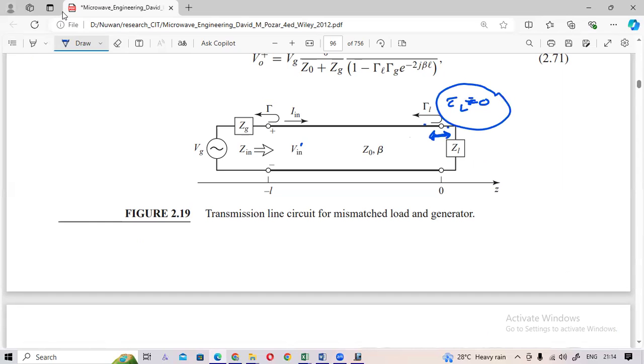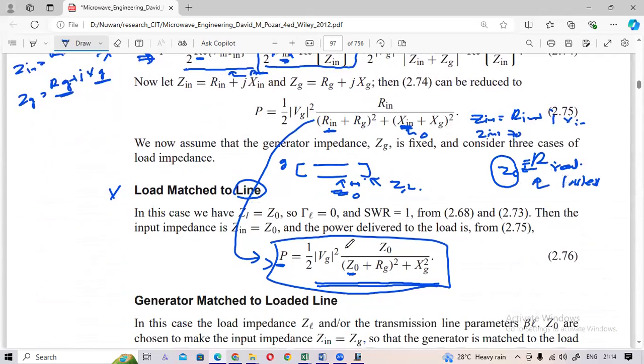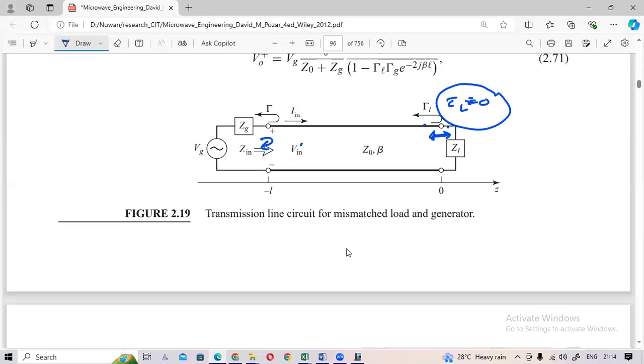But there is a reflection here, no? So still there is a reflection. So we can't say that by matching the load to the line, we can stop all the reflection, no? Because here still reflections are there.